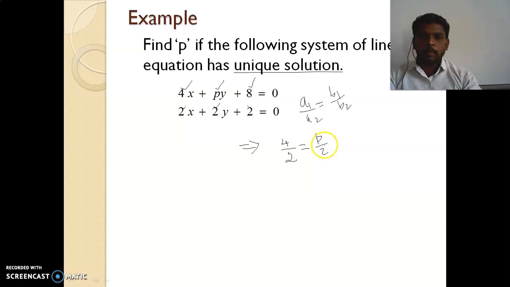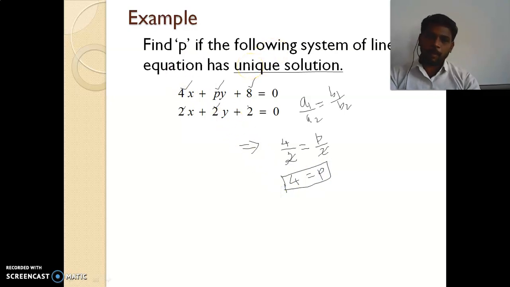So these two 2s cancel each other because both are equal and they are in the denominators. That's why, therefore 4 equal to P. Therefore what is the value of P now? So P equal to 4. Right? So this kind of sums is very, very important. Definitely they will ask any one of the sums to find out the unknown value in a given pair of linear equations.